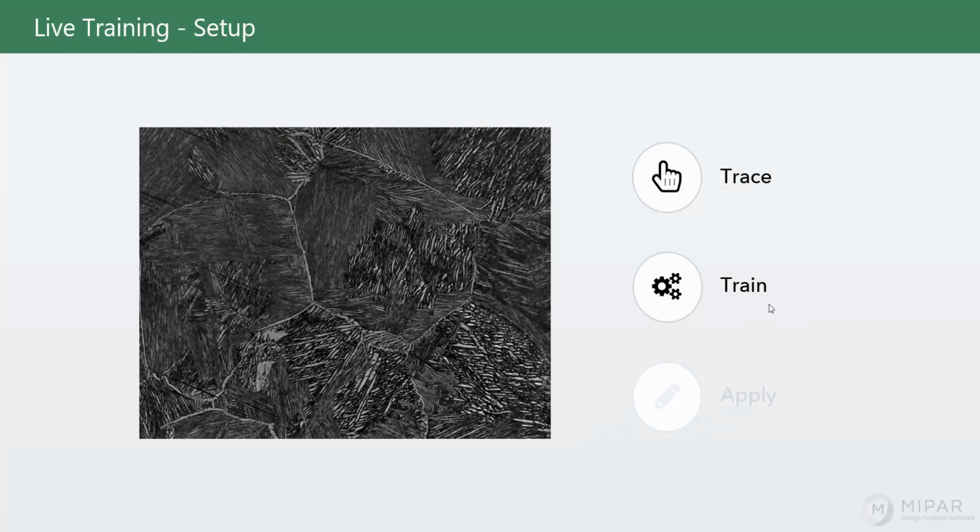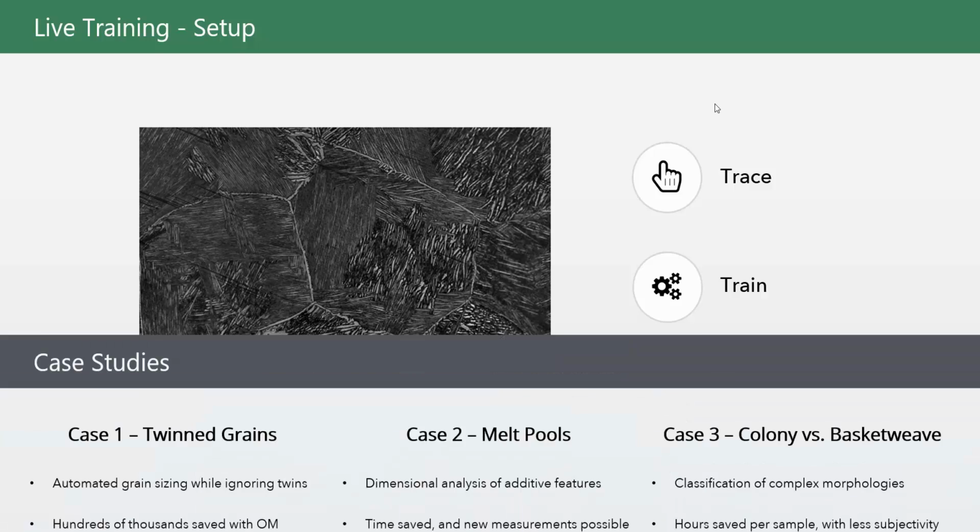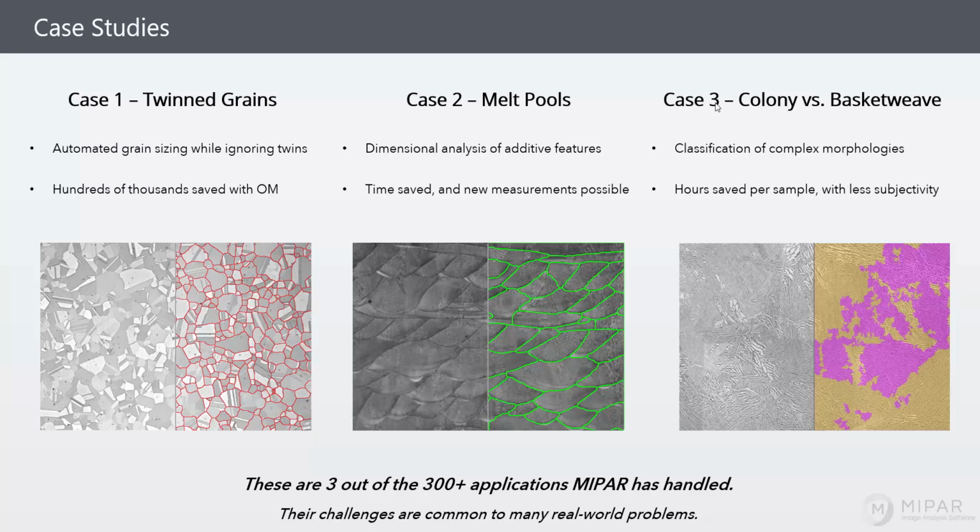So while that's working, let's go ahead and take a look at some of the other cases we're going to cover. So we're going to look at 3 of them, and up front, to be clear, these are just 3 of probably over 300 different applications that we and our users have handled in MIPAR across many different measurement types and many different material types. These are just 3, and they've been chosen because they represent a set of challenges that tend to be seen across many different applications.